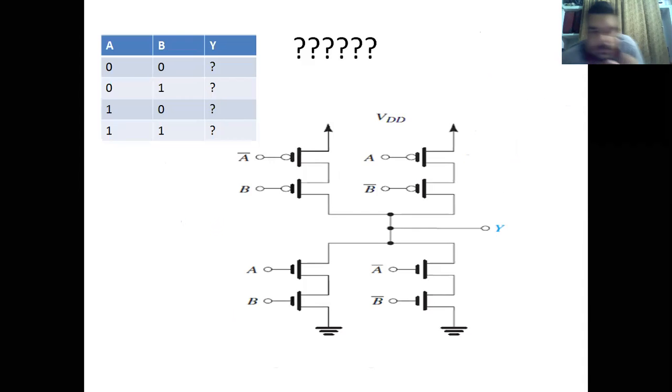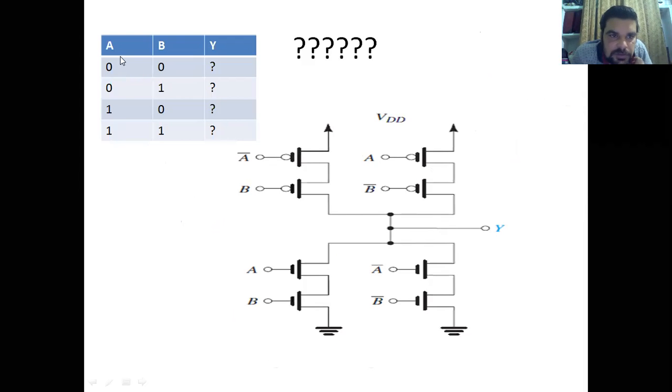Now, by seeing this, this is your working section. So you can see, what is this logic? Suppose this is the CMOS logic implementation of a combinational logic. So according to that, what is this?